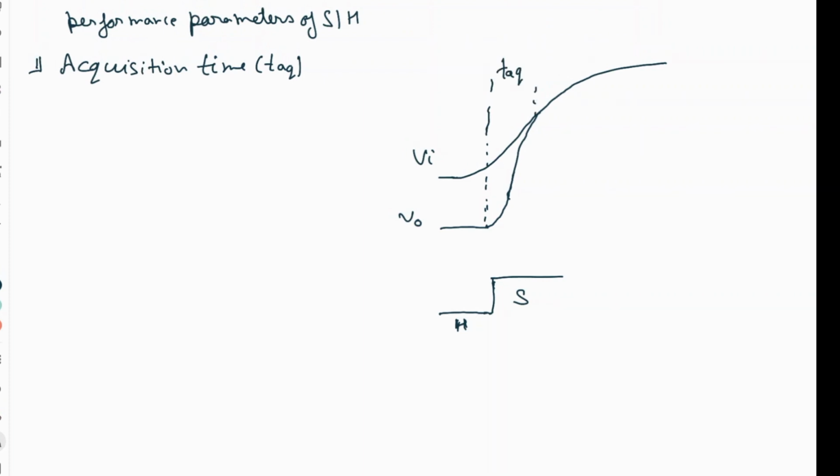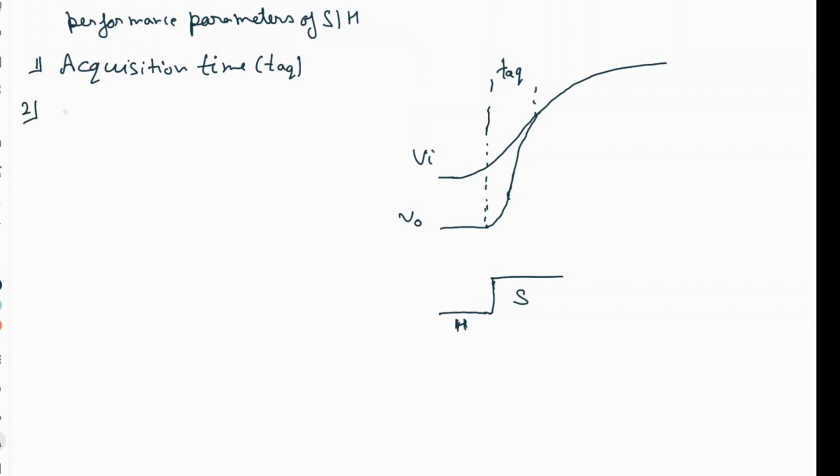So basically, when we give the command to the switch to acquire the signal, and we say okay, let's sample it, the capacitor will start charging. It will take a certain time to reach the desired required value. This time is called acquisition time.